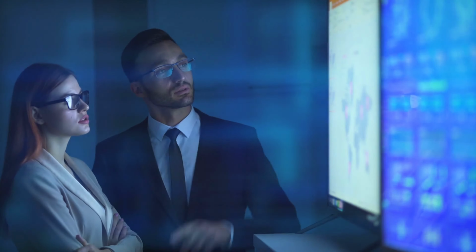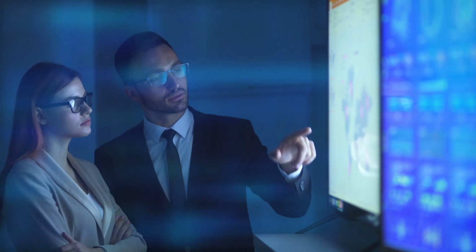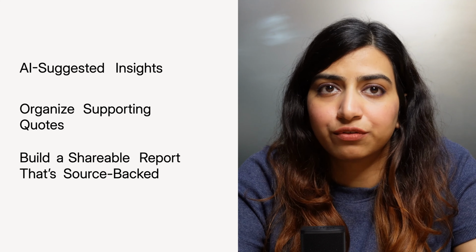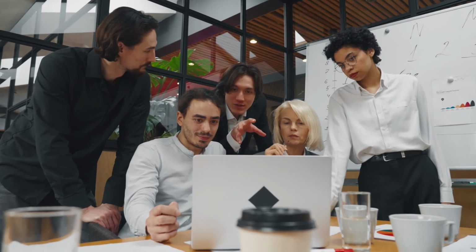Another strong piece is how Looppanel connects themes back to evidence. Once auto-analysis runs, you can move into its Insight Summary panel, where you can review AI-suggested insights, organize supporting codes, and build a shareable report that's source back, not just a list of themes. That source back part is key because it helps teams trust the themes.